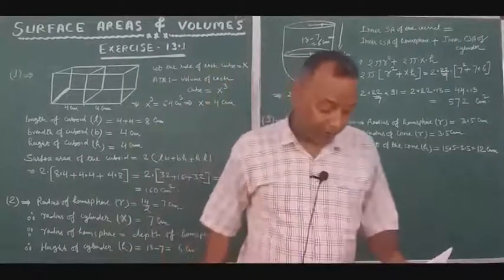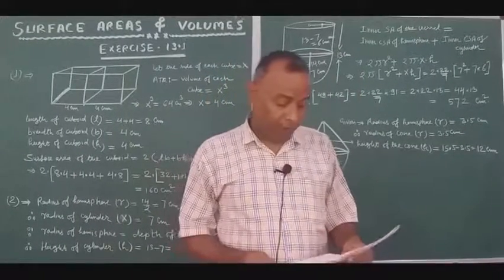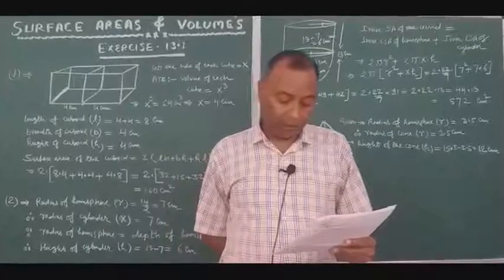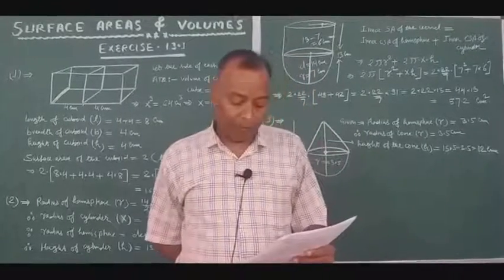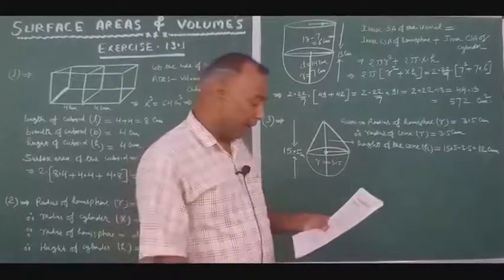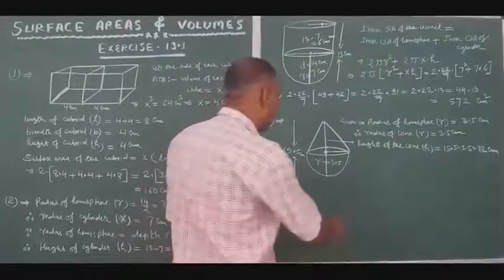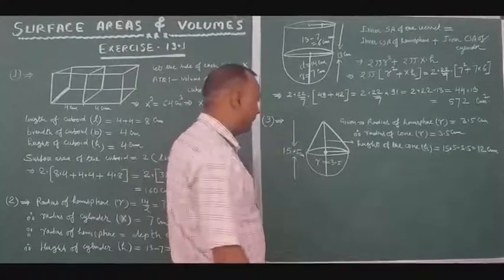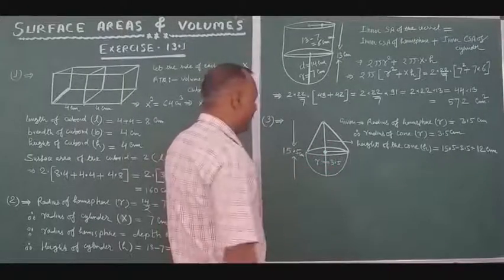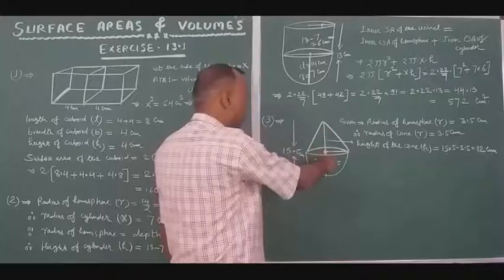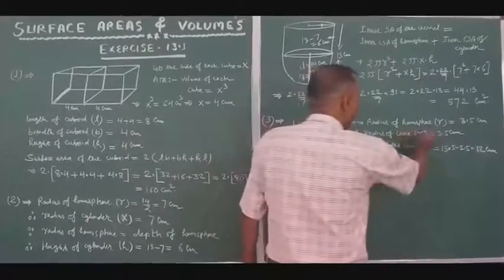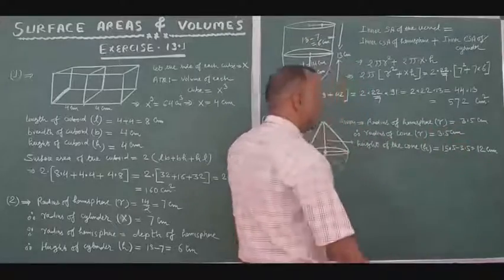Now this is question number 3. A toy is in the form of a cone of radius 3.5 centimeter mounted on a hemisphere of the same radius. The toy is such that the hemisphere is at the bottom and the cone is placed on top of it, and the radius of the hemisphere and the cone are equal. So what are you given? The radius of the hemisphere is equal to 3.5 centimeter.